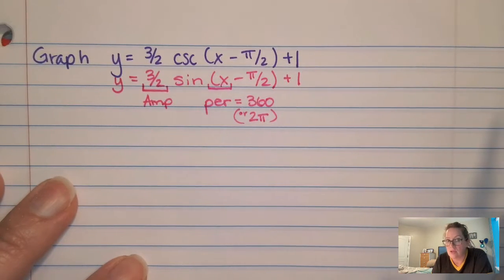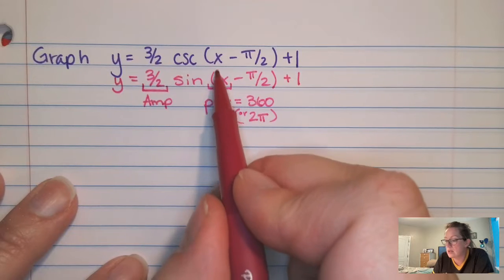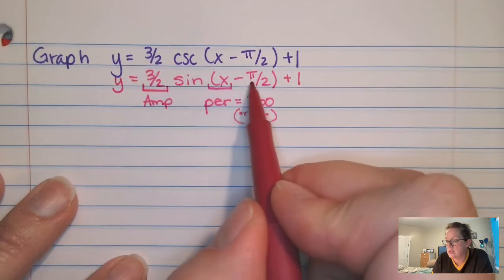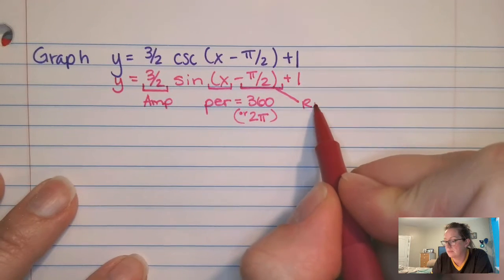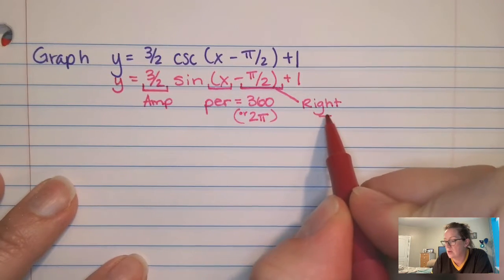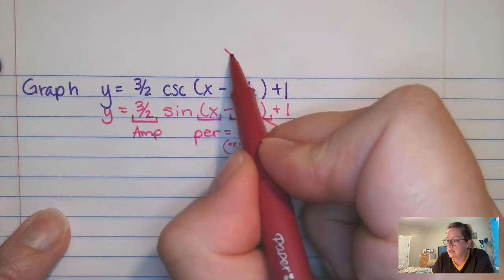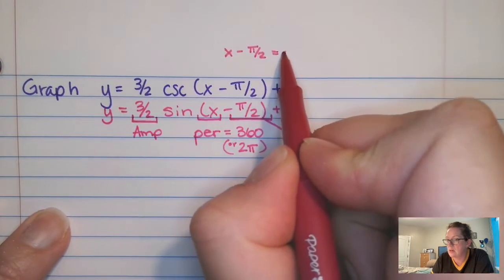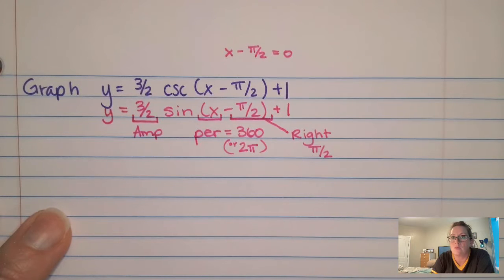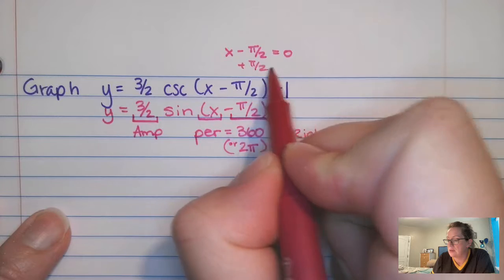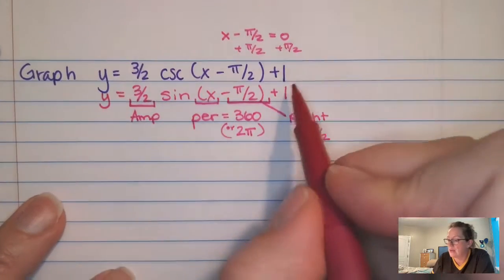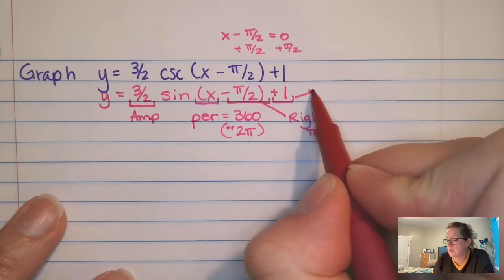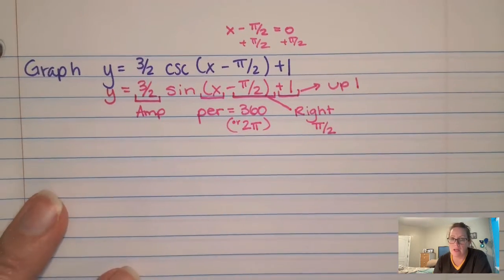Okay, and then your phase shift, it's a 1x, so we can just say this guy is, again, right, because it's a negative, pi over 2. Remember, technically, we're supposed to be setting this guy equal to 0, especially if the coefficient with the x is not 1. So if we do set it equal to 0, we get pi over 2, which is great. And then what does this plus 1 do? That means we're going up 1, okay?